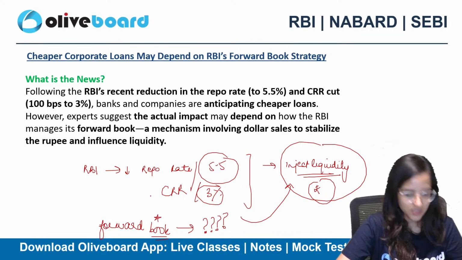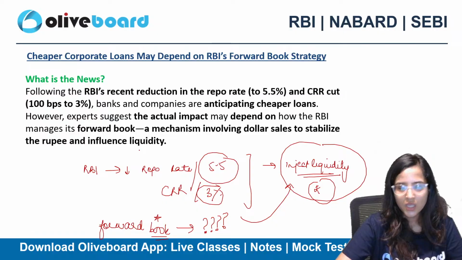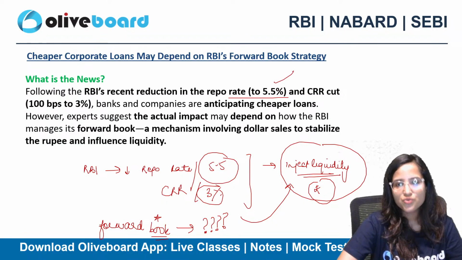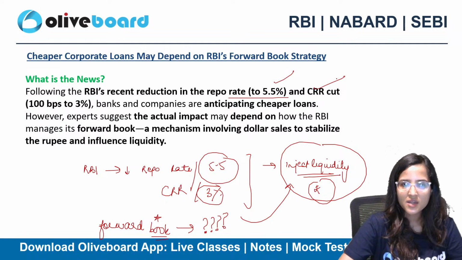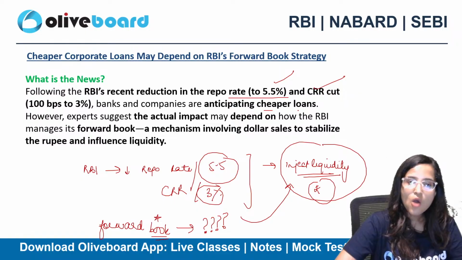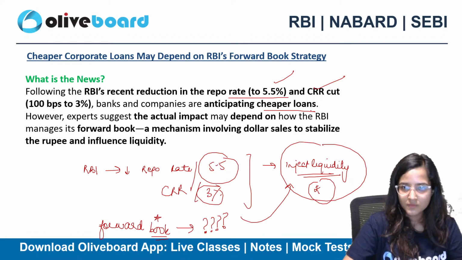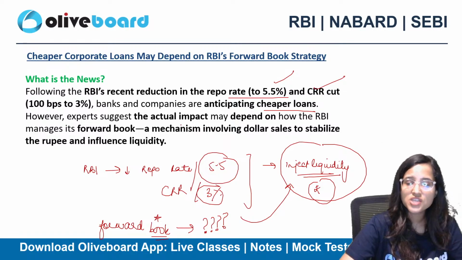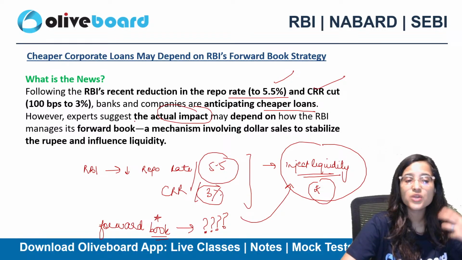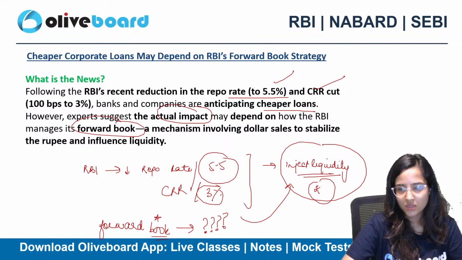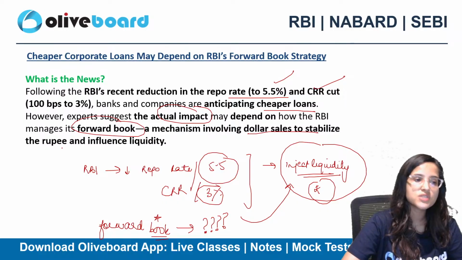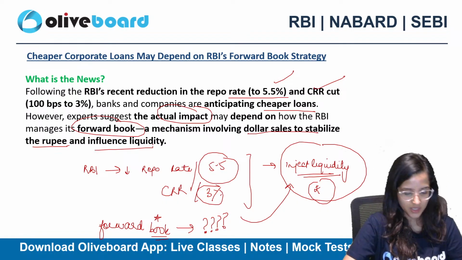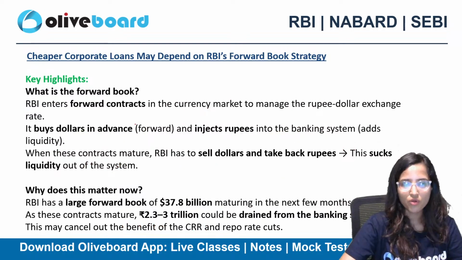This is in simple terms what this article is talking about. ठीक है, तो recently RBI has reduced repo rate, CRR has been cut. ठीक है, that means now loans are going to be cheaper. अब लोगों के लिए जो लोन्स होंगे वो चीप होंगे. Experts suggest that actual impact will depend on this forward book, which involves dollar sales to stabilize the rupee and influence liquidity, है ना. That is what we are talking about over here.